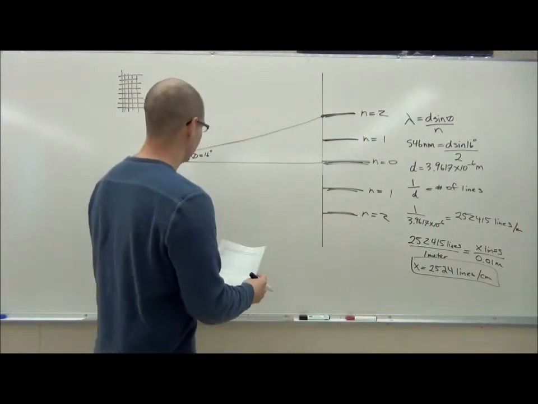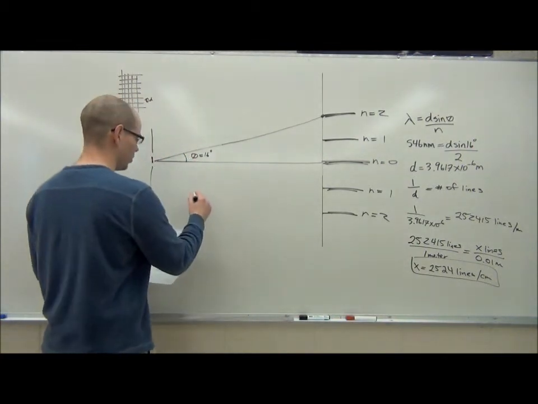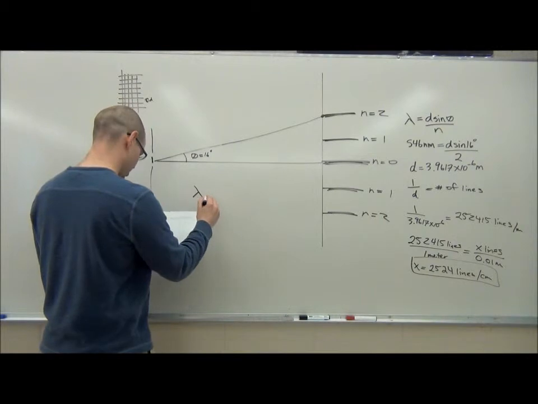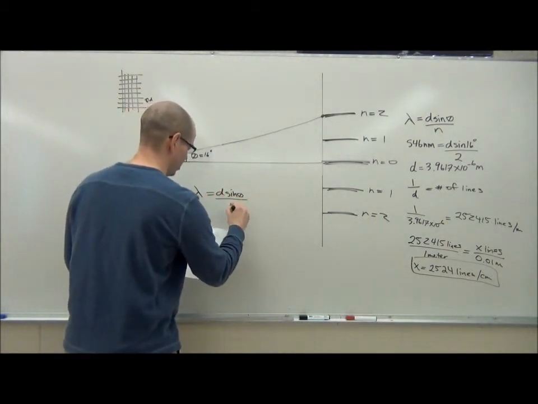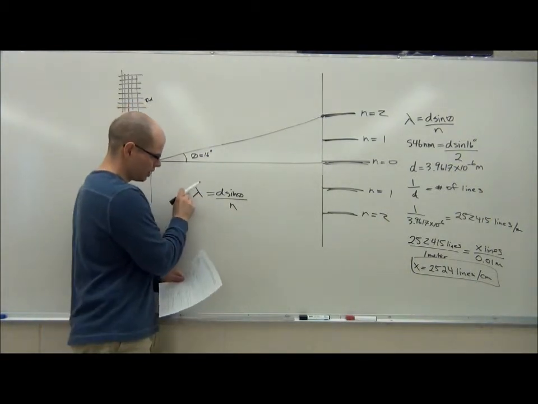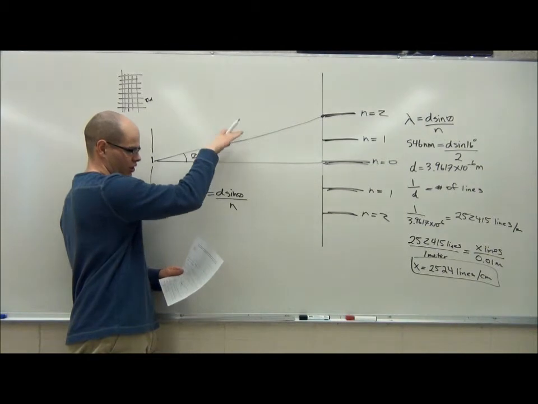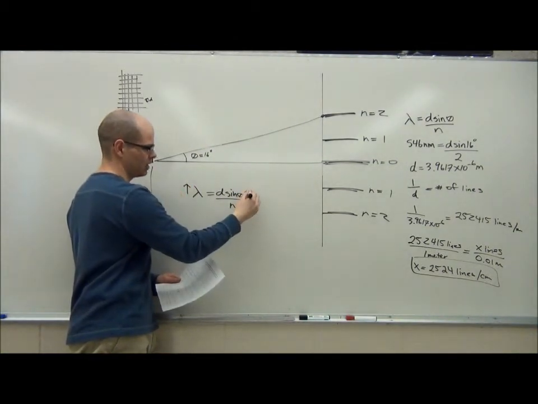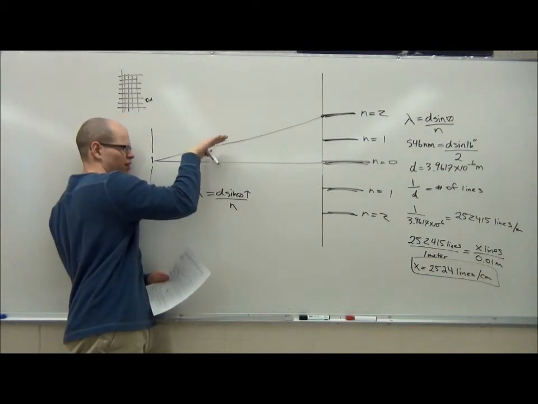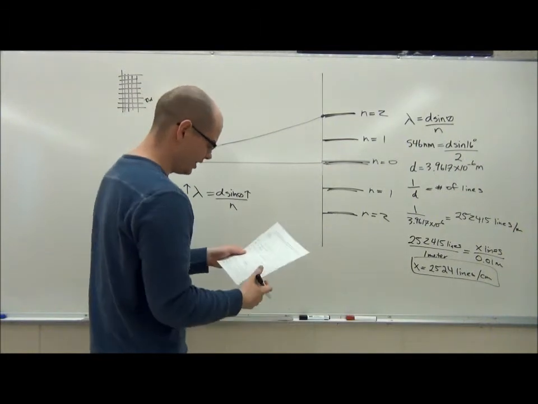So for B, I would go to this formula, I'm just going to write it here, lambda equals d sine theta over n. If you look at the variables there, lambda is directly proportional to sine theta, where that is the angle of diffraction. So if the wavelength increases, sine theta has to increase as well. That means these angles are getting bigger for each fringe. Bigger angles mean that they're more widely spaced.